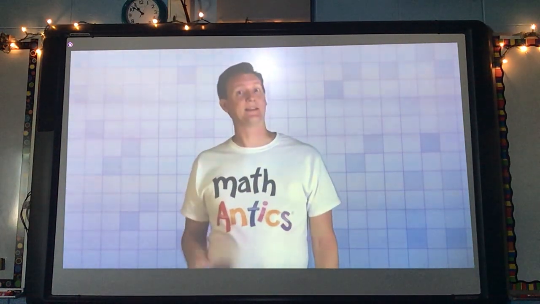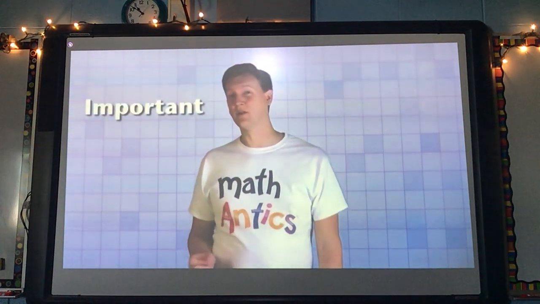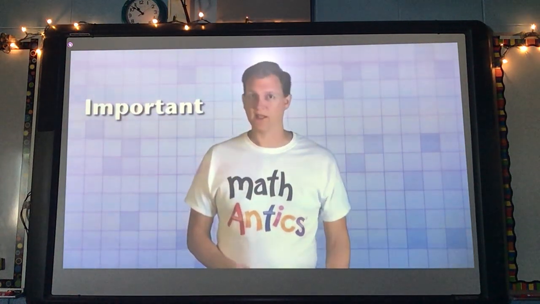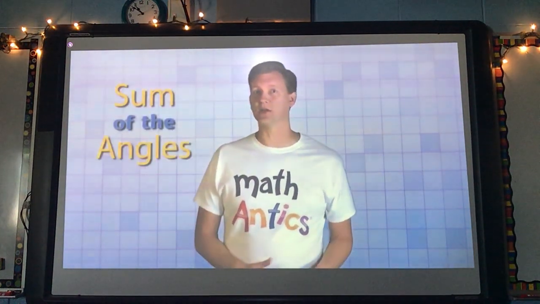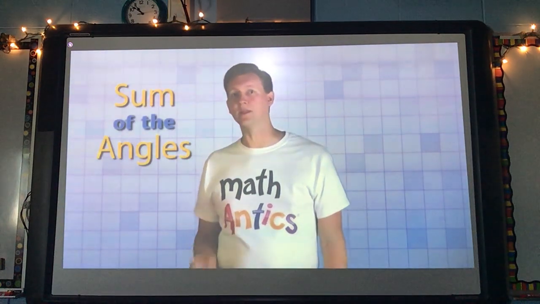All right, so that's the basics of classifying quadrilaterals. And there are a few other special types of quadrilaterals, but we've learned the most important ones. But there is one more really important thing you need to know about quadrilaterals. You need to know that the sum of the angles of a quadrilateral is always 360 degrees.